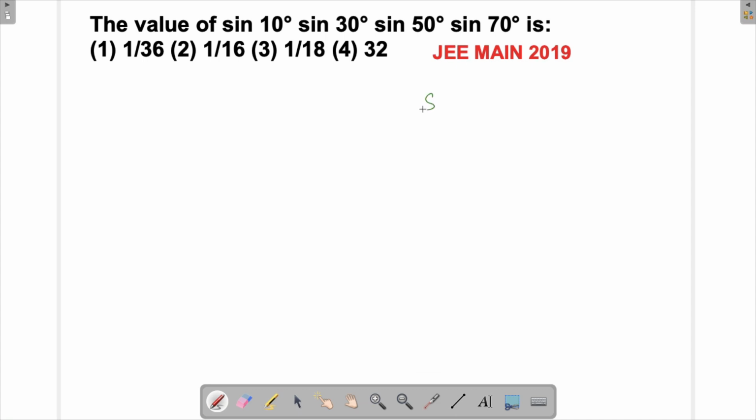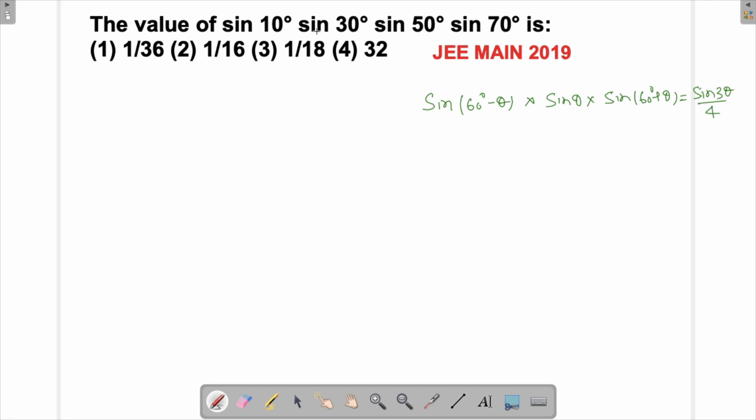This formula is: sine of 60 degree minus theta into sine of theta into sine of 60 degree plus theta is actually equal to sine 3 theta by 4. If you know this formula, then this problem is solved under 1 minute.